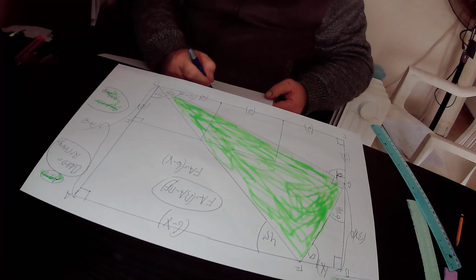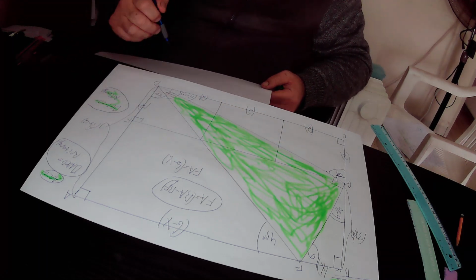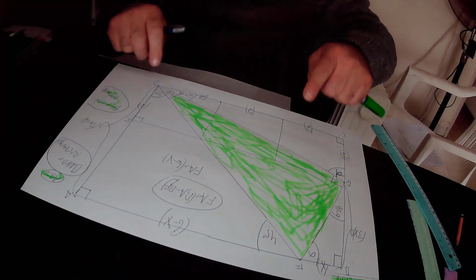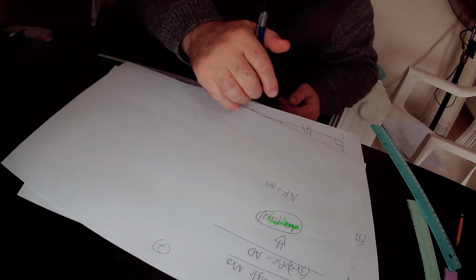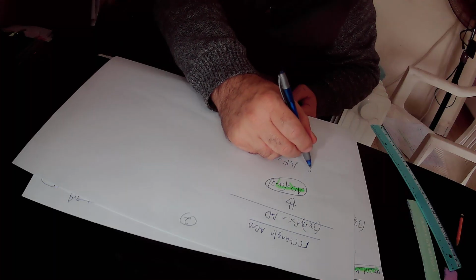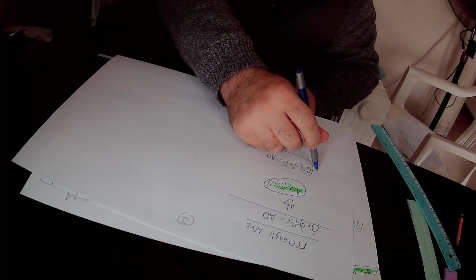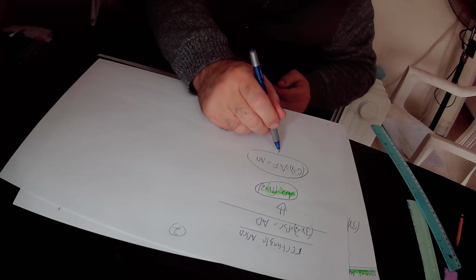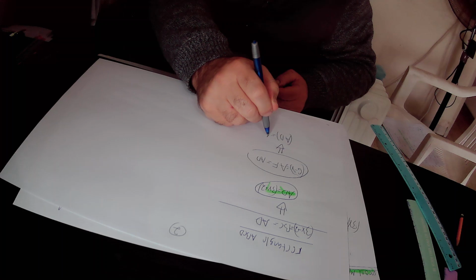AF equals AD. But we only found out that AF equals 6 minus x. So AF equals 6 minus x, and from this equation, AF equals AD, we derive that AD must also be equal to 6 minus x units in its length.